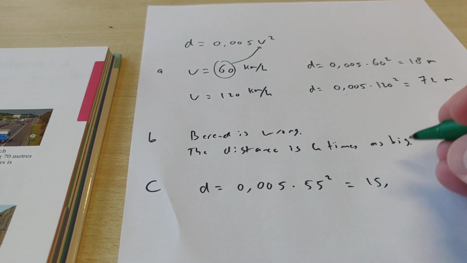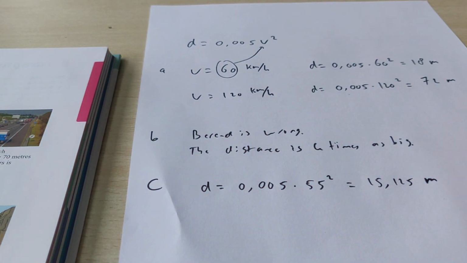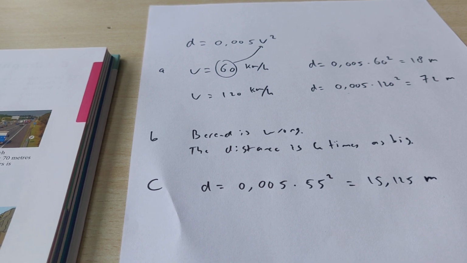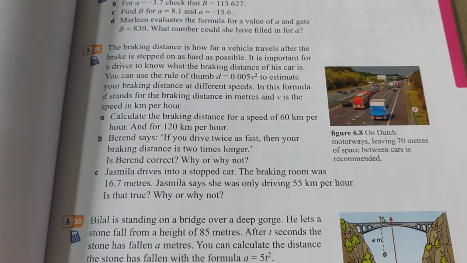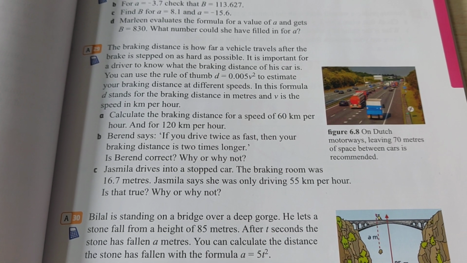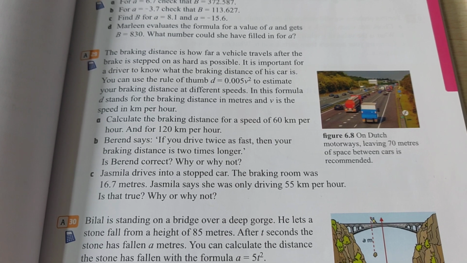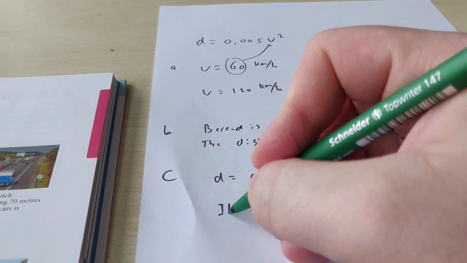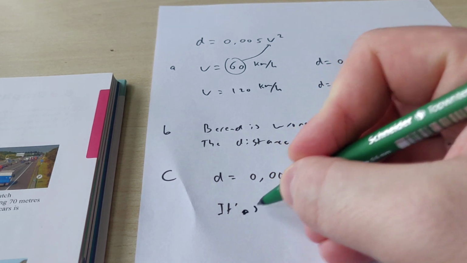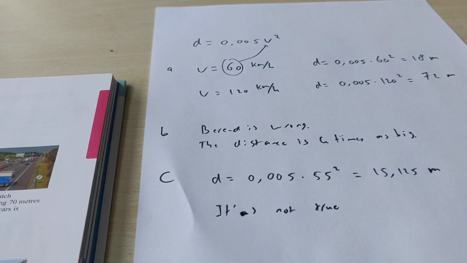This is 15 point so many meters. So this is what you need as a distance to be able to brake. But here the braking room was 17.6 meters. So that means that if she was driving 55, she would have enough room to brake. But she didn't, because she hit the other car. So is this true? No, that's not true. So actually, she was driving a bit faster.